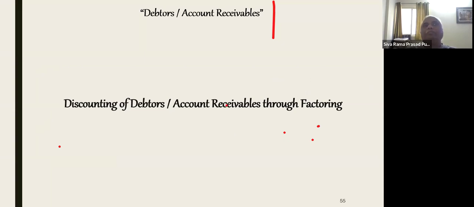Now, in companies, whenever account receivables or debtors are there, funds are blocked. Once the funds are blocked, they will use different sources to realize that amount immediately. One of the sources is factoring. The second one is forfaiting. The third one is a bills discount scheme with the bank. The fourth one is TReDS.